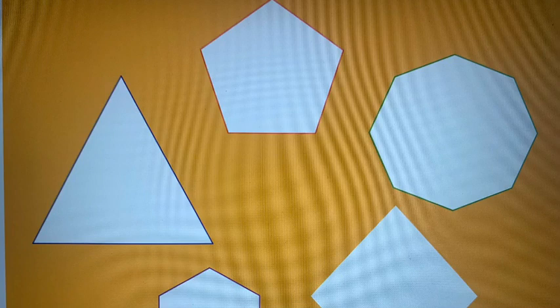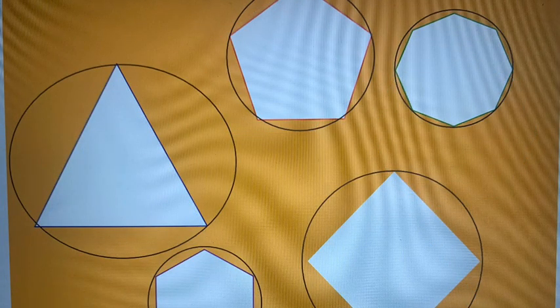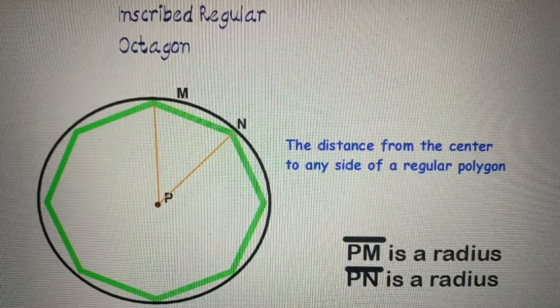What if I want to find the area of a regular polygon like an octagon or a pentagon? So let's inscribe these and see what we can do with them. The first thing I'm going to try is an inscribed regular octagon. Now, if you look at this octagon, I can see here I have the center P. And the distance from the center to any vertex of a regular polygon is the radius. I have PM as a radius, PN is also a radius.